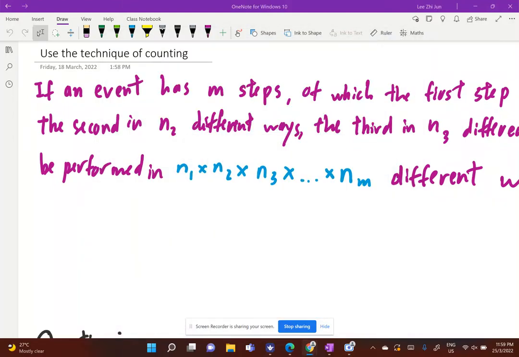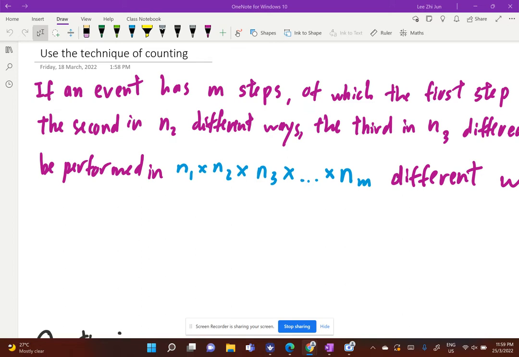Hi everyone, so today I will continue with chapter 7, which is permutation and combination. In chapter 7.1, we will cover permutation, while in 7.2, we will cover combination. Okay, so without wasting time, let's go.